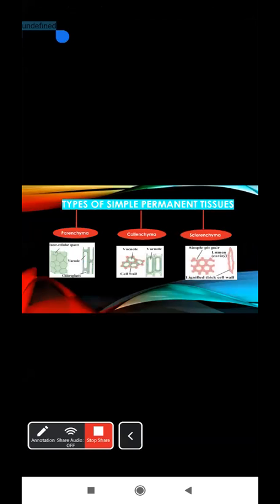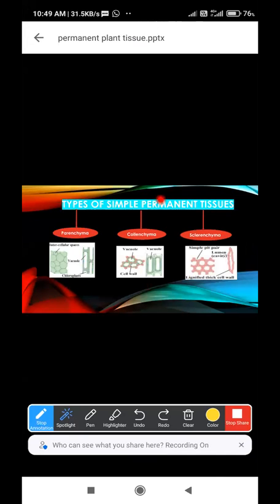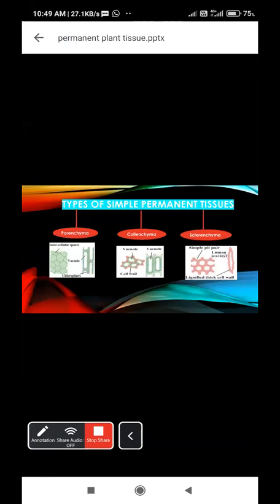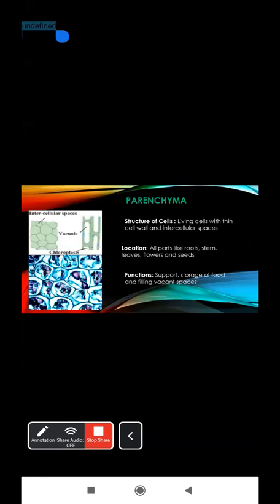Now, first we will see the simple permanent tissues. In this, as I said, there are three types: parenchyma, collenchyma, and sclerenchyma. We'll see each type of this in detail. First is the parenchyma tissue.